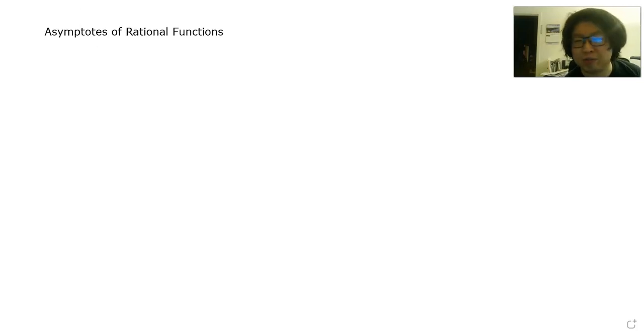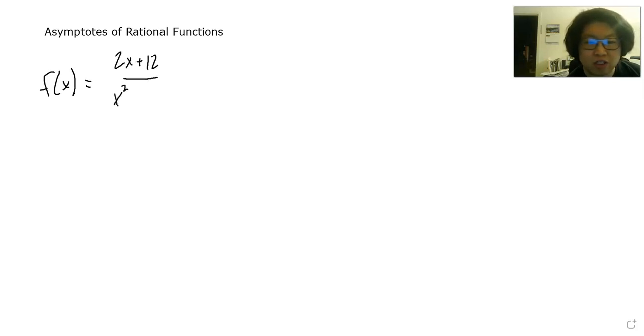The first thing we got to talk about might be a bit of a reminder from last time. I'm going to bring up a function that Miss Atkin used: 2x plus 12 over x squared minus 2x minus 48. If you remember from your last notes, she was using this function to show you how to find the hole in a rational function. The first step is to simplify, so you have to factor first. The top becomes 2 times x plus 6.